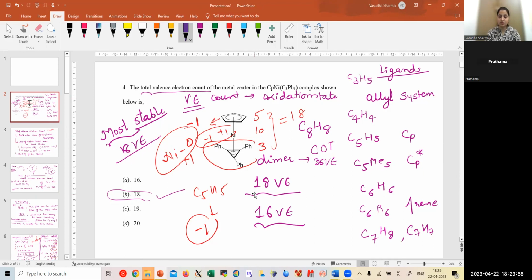Okay, anyways, so from this method, these are all the ligand systems that we have covered in the starting 4 or 5 lectures, starting with the allyl system and going to the butadiene and Cp ring, Cp star, the arene system, C7H8 and C8H8, which is the COT. So all of them we have covered already, and they are all doing more or less the same chemistry.